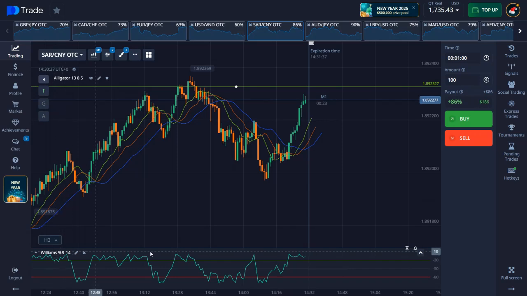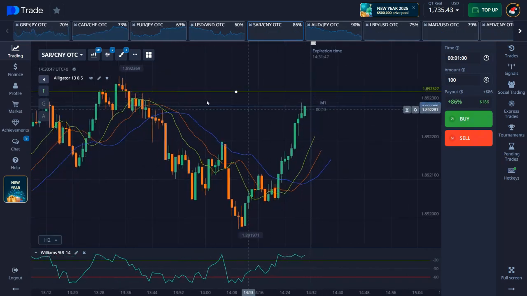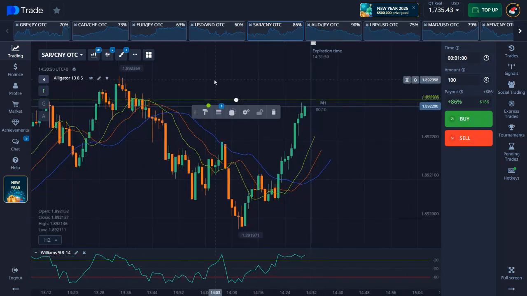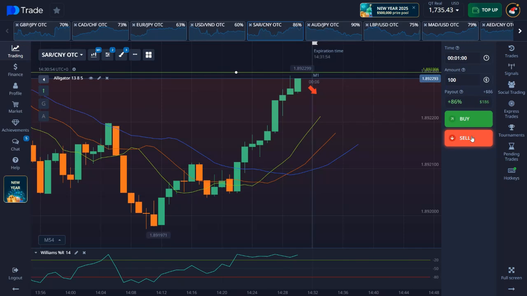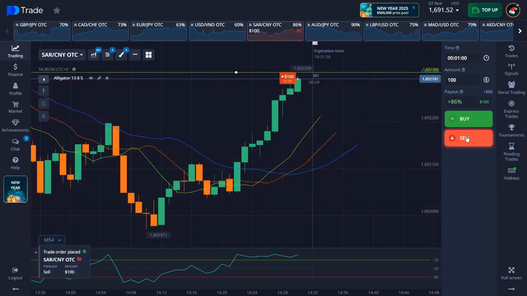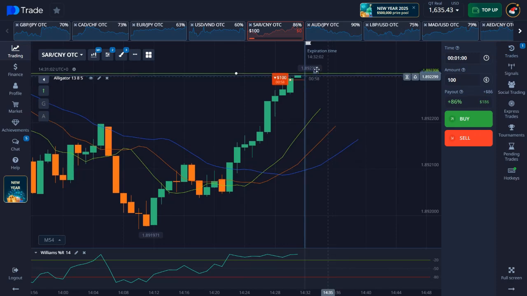On the Williams indicator, we clearly see how the moving average has gone beyond the -20 mark. That is, this is the overbought zone, and we can expect a short-term correction here. We adjust the level based on the previous touch, and let's open the first deal for $100 at this point simply for correction. That is, 1 minute, in theory, should be enough for us in this situation. And we wait for the result.